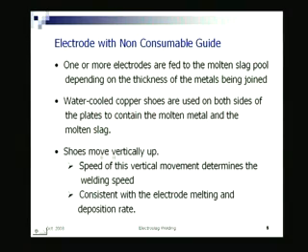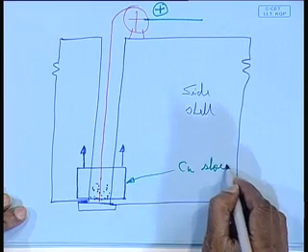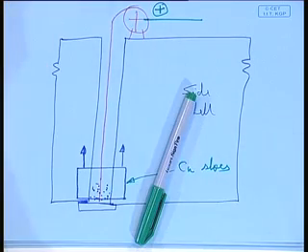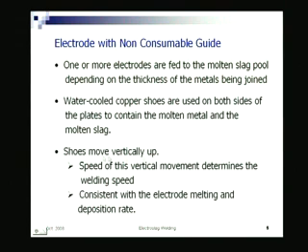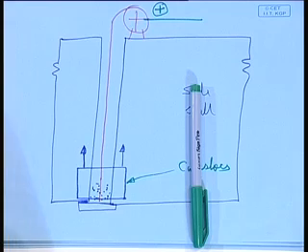So, water cooled copper shoes are used on both sides. These are the water cooled copper shoes, on both sides of the plate to contain the molten metal and the slag, right. Shoes move vertically up. The speed of this vertical movement determines the welding speed. So, here the welding speed is the speed of the movement of that shoe, because as the shoe goes up, the metal below gets solidified, right. So, the shoe going up should be consistent with the electrode melting and deposition rate. That means, it should match, as I was saying, the shoe going up and the electrode getting fed, they should be consistent with each other.